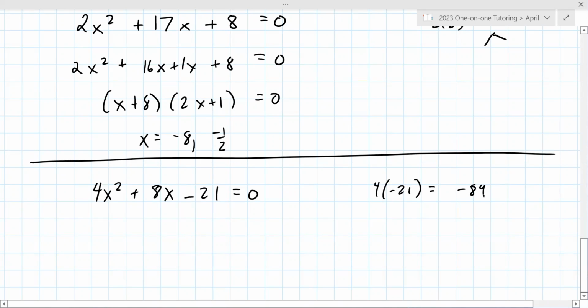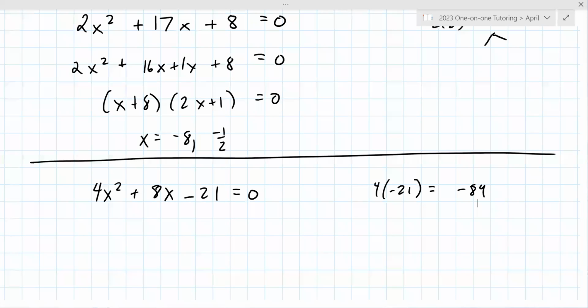Okay, minus 84. Two numbers that multiply to minus 84 but add to 8. I presume you're using a calculator. You just sit there and start hitting the slash buttons, like 84 divided by 2, divided by 3, divided by 4, till you get one that you see will get you close to this. Yeah, I got negative 6 and 14.